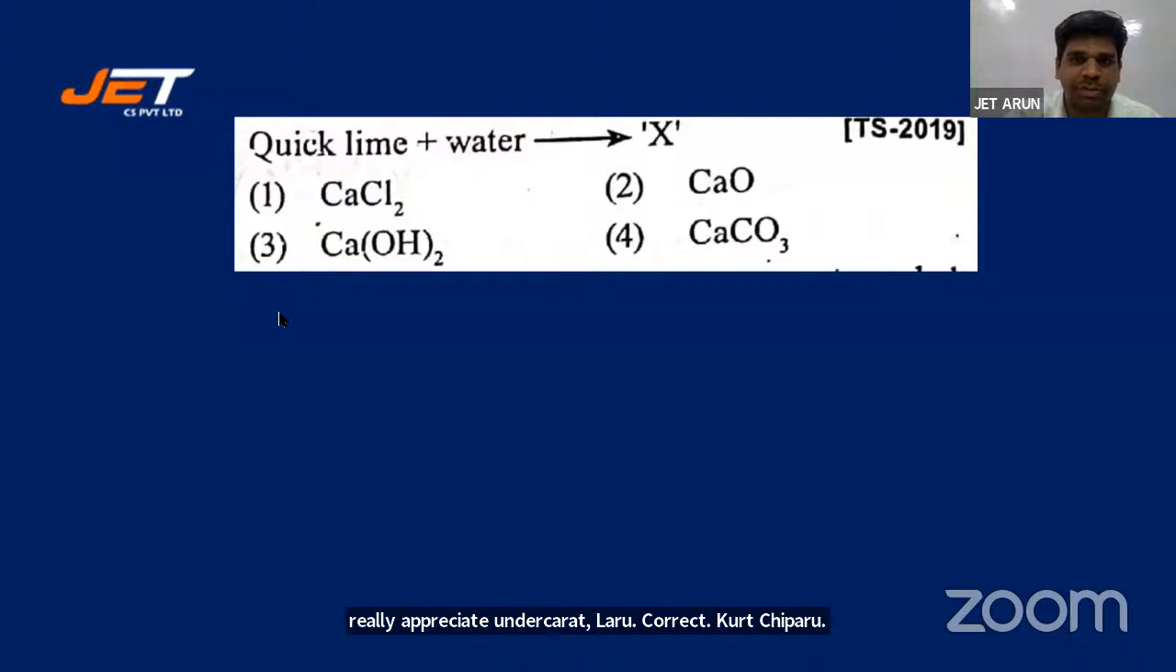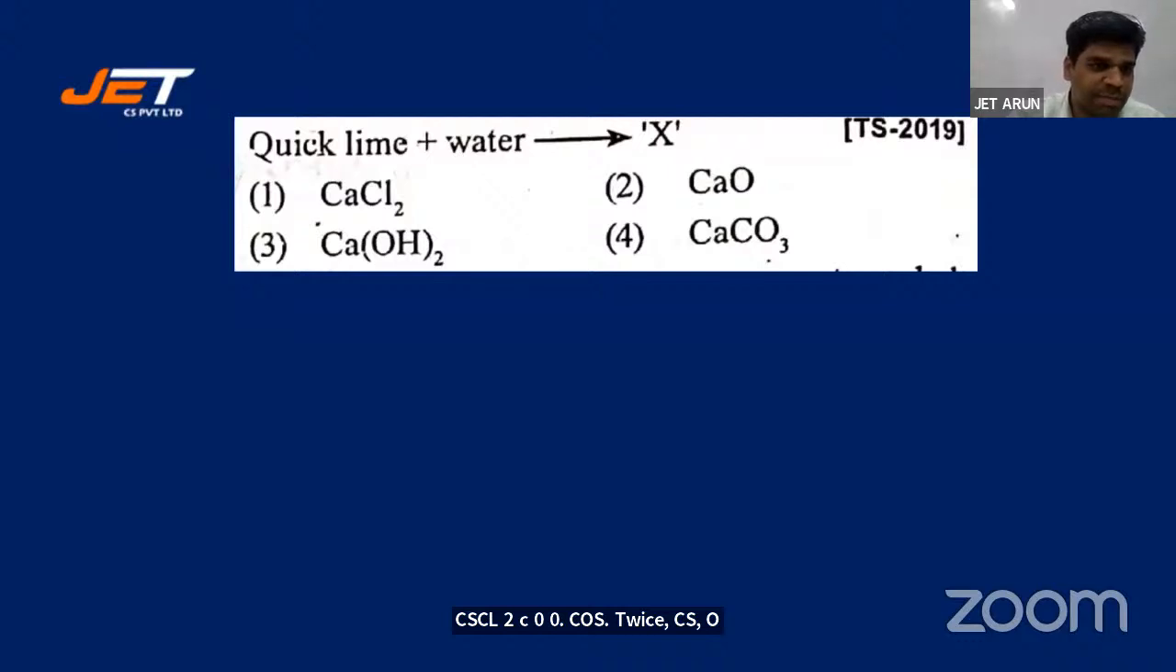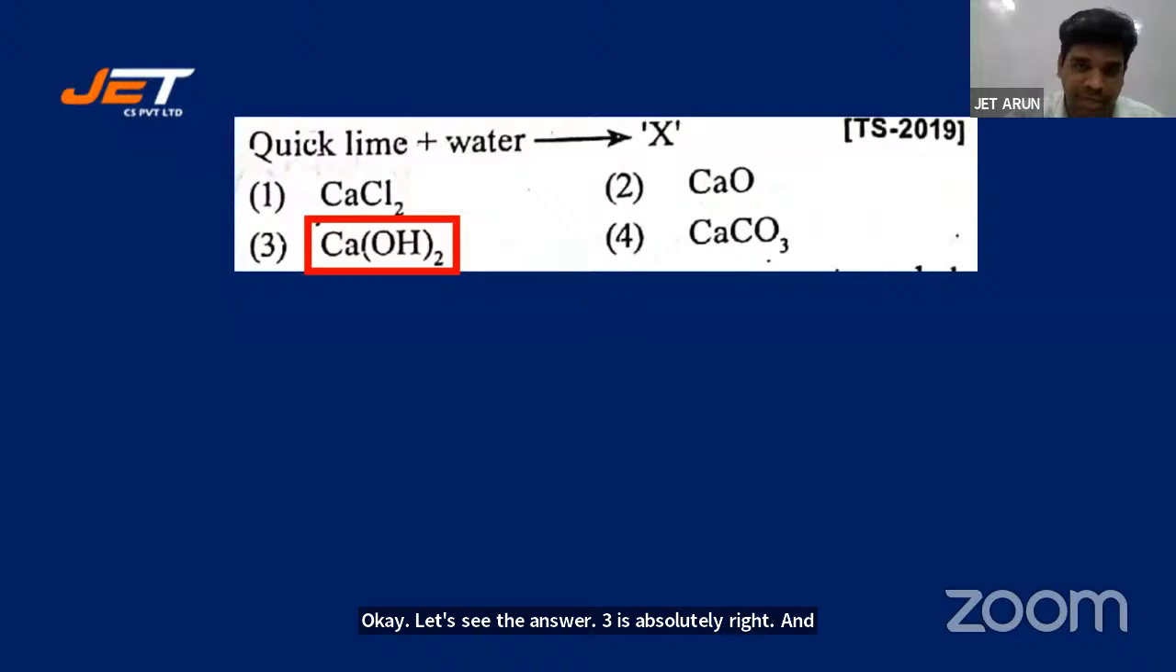Quicklime plus water gives rise to X. CaCl2, CaO, Ca(OH)2, CaCO3. Okay, rapid answers again. Faster than I can read. Okay, Bhavesh, Sharat Chandra, Kirtana, everyone is answering 3. Sri Varshini 3. Gayatri says 4. Okay. Rishikesh says 3. Let's see the answer, students. 3 is absolutely right. And the one who has answered 4, that is absolutely okay.